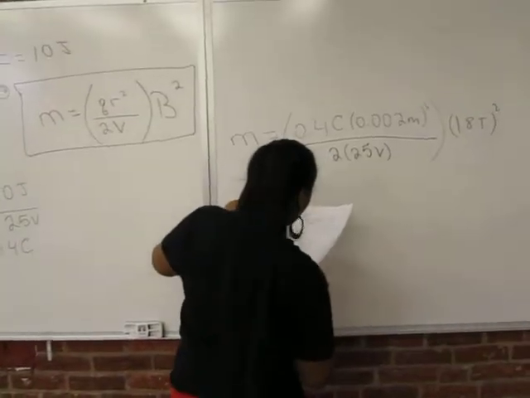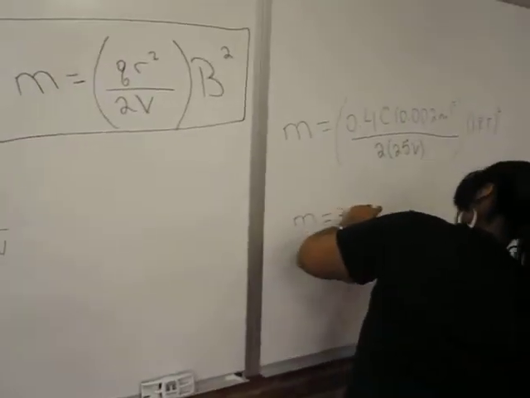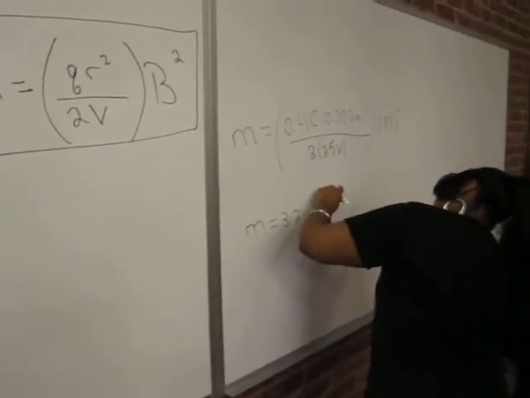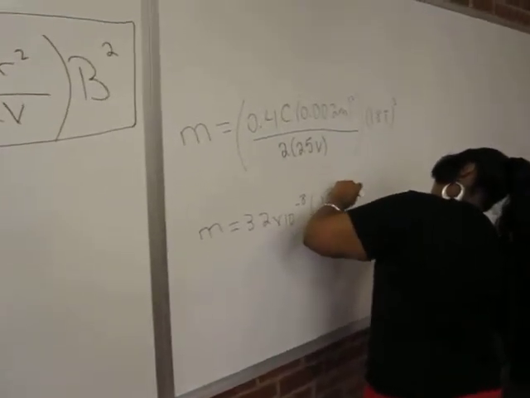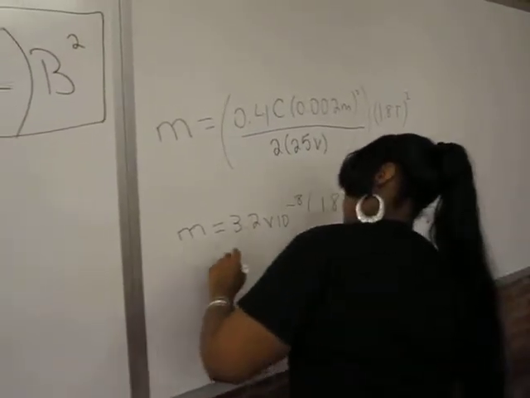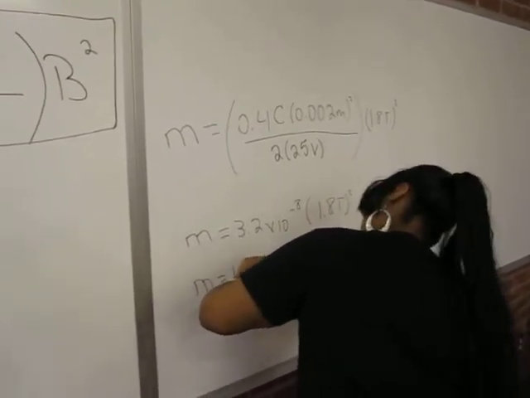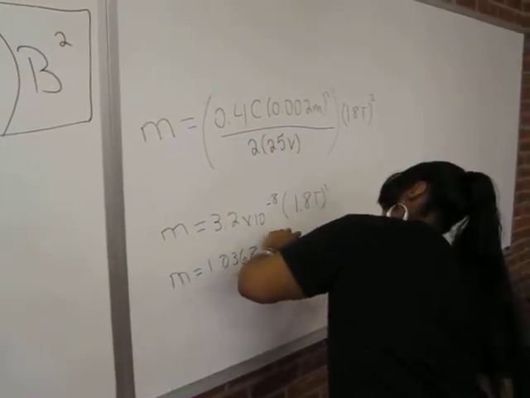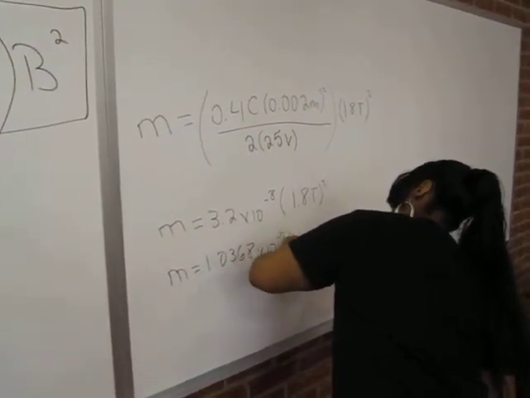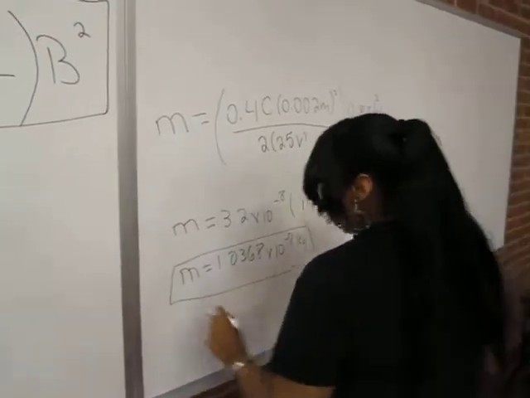So that will basically give you 3.2 times 10 to the negative 8 times 1.8 T squared. And then your mass will be 1.0368 times 10 to the negative 7 kg. And so that will be your answer.